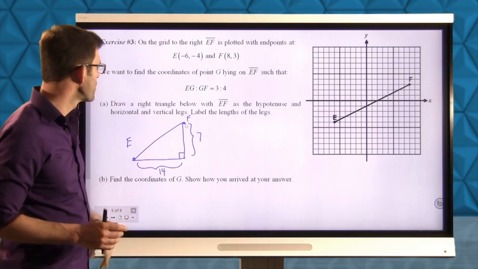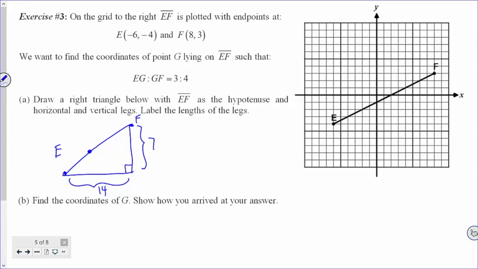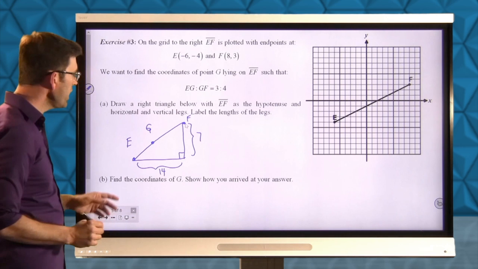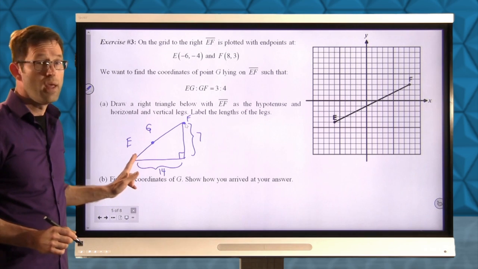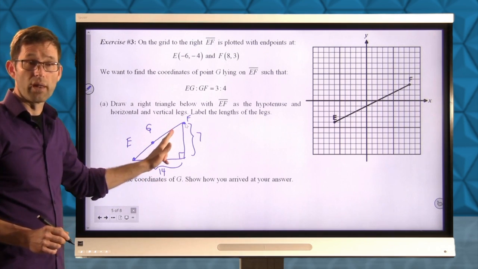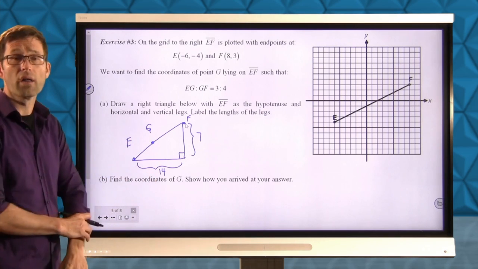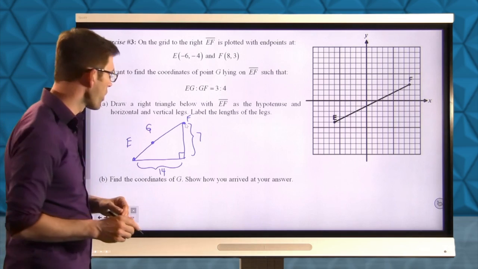EG to GF is 3 to 4, so EG is slightly smaller. All right, and what we know is the ratio of EG to GF is 3 to 4. This is not a length of 7, okay? So it's not a length of 3 and a length of 4. It's probably pretty ugly lengths involving radicals and things like that, but their ratio is 3 to 4.